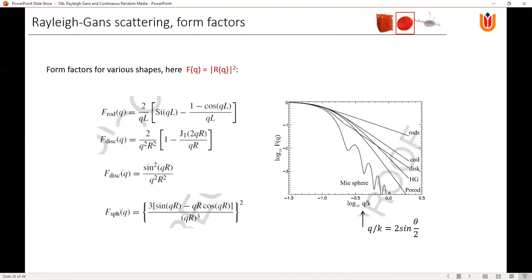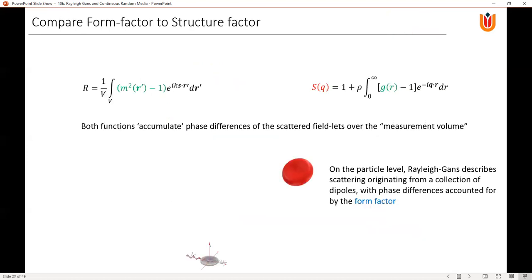The form factors can be calculated for different particle sizes and shapes, so for rods, for discs, for spheres. So the exact forms do not matter here. The point is that you can look at. What I would like to do is make a comparison to what we did before the break.